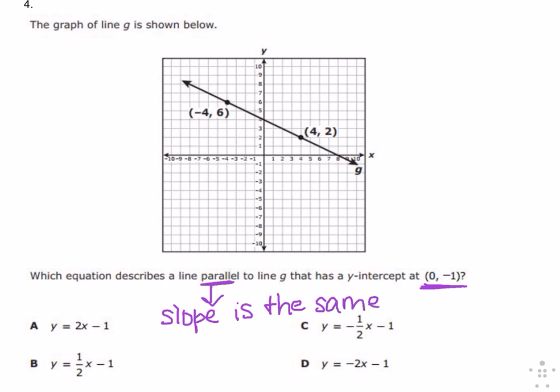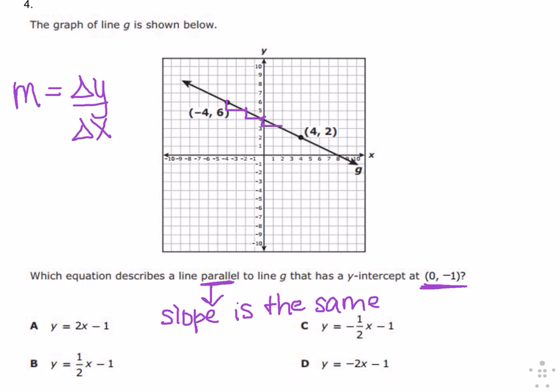So two lines that are parallel will have the same slope. Here, what we want to do is find the slope of this line. There are multiple ways you could do it. One way is to look at the vertical change and the horizontal change. It's a little bit hard to see because the graph is so small, but remember that slope is the vertical change over the horizontal change.